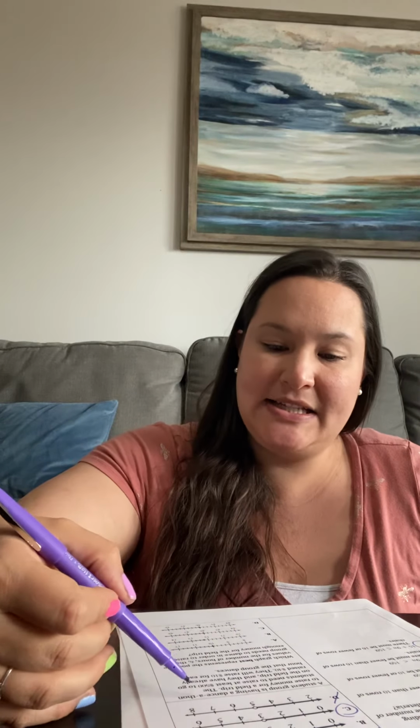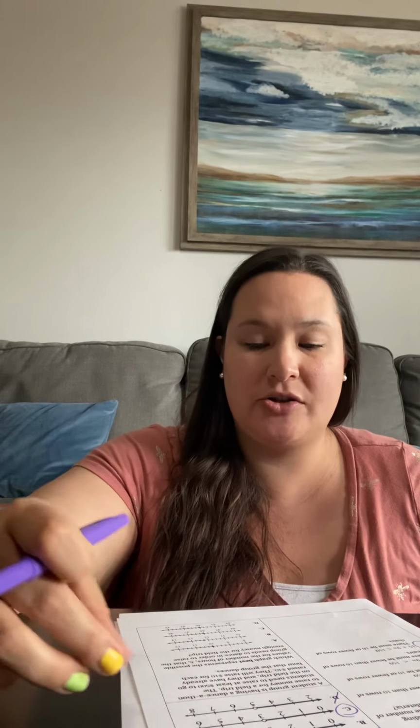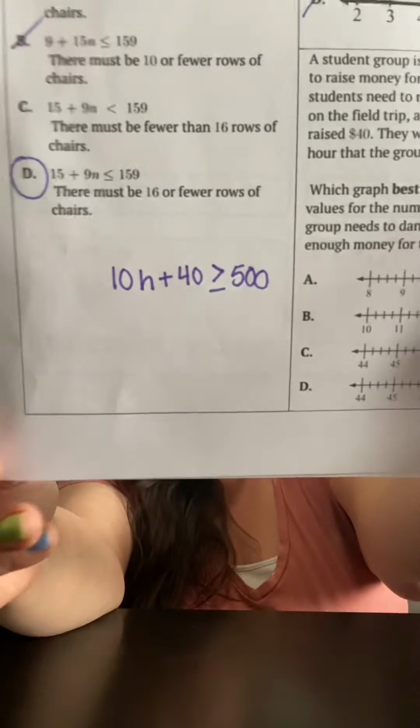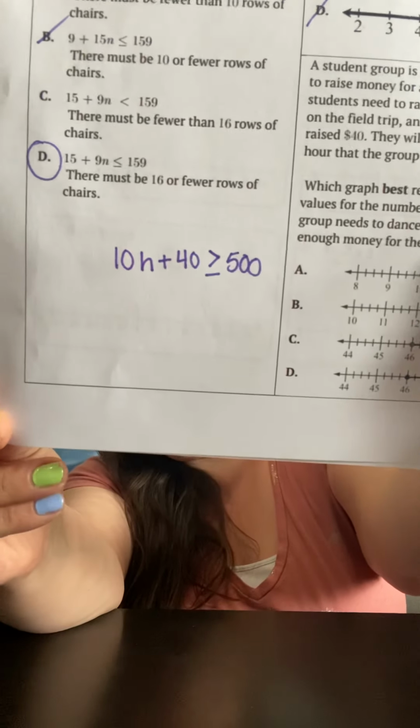All right, the one at the bottom. A student group is having a dance-a-thon. They want to raise money, so they need to raise at least $500 to go. So that means it includes 500 and numbers that are bigger than 500. So I'm going to choose the greater than or equal to sign for 500. Then it says that they have already raised $40, so I'm going to be adding 40. And they're going to raise $10 for each hour that the group dances. So 10 per H. So this is the inequality that I'm going to start with, and I'm going to solve it just like the one up above.